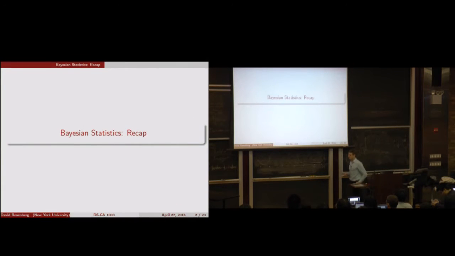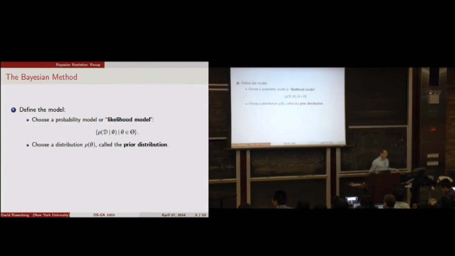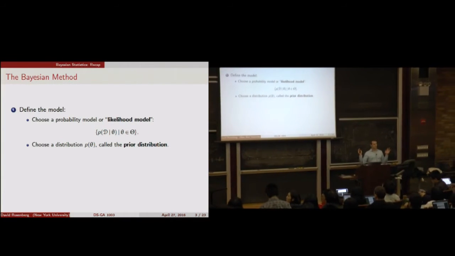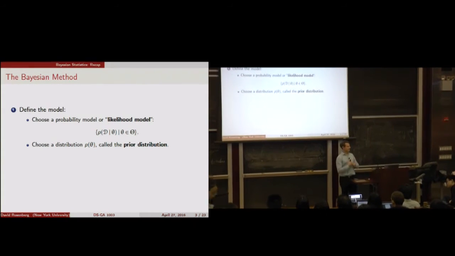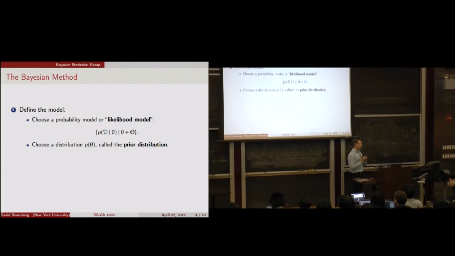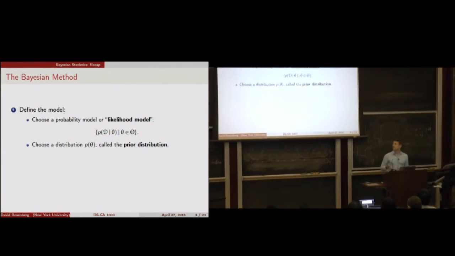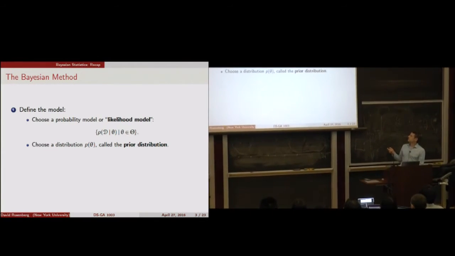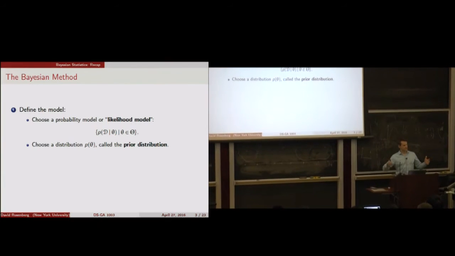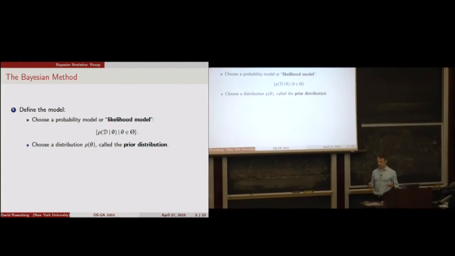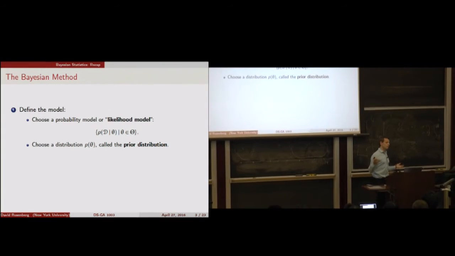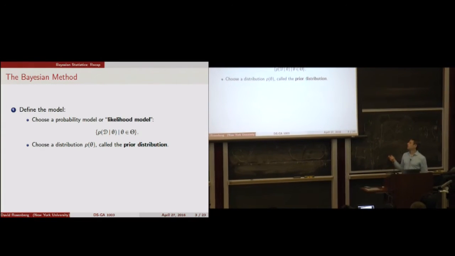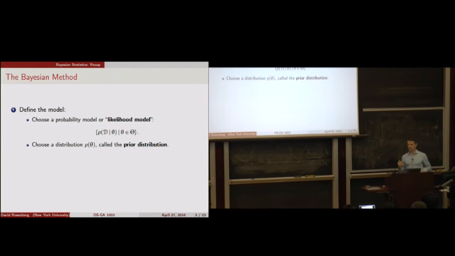So first, a brief recap of the Bayesian statistics setup. In Bayesian statistics, what the data scientist starts with is two things. One is a likelihood model, which would look like this. If D is our data, this gives us the probability or the likelihood for an observed data set D conditioned on some parameter theta that we don't know, theta in some parameter space.